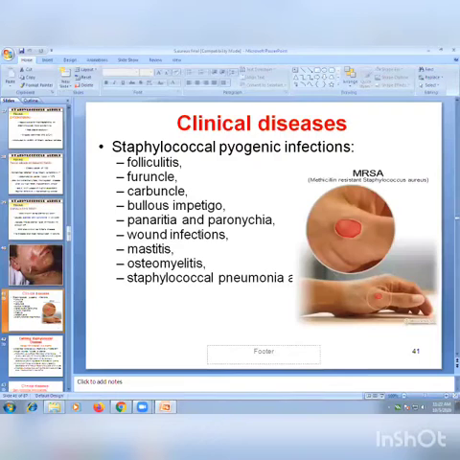Now the pathogenicity of this organism. In pathogenicity, clinical disease, there are staphylococcal pyogenic infections or cutaneous infection. It produces cutaneous infection, respiratory tract infection, and different systemic infections. So we'll start one by one. Staphylococcal pyogenic infections in the skin cause folliculitis, furuncle, carbuncles, bullous impetigo, paronychia, and wound infections, mastitis, osteomyelitis, staphylococcal pneumonia, all generally caused by this organism.